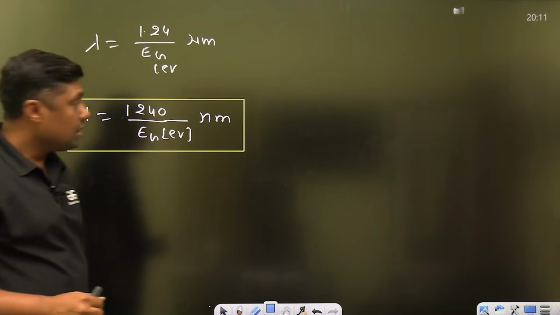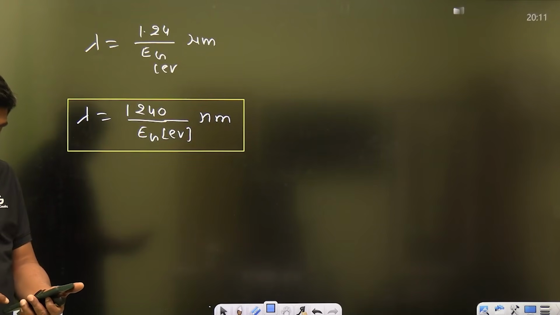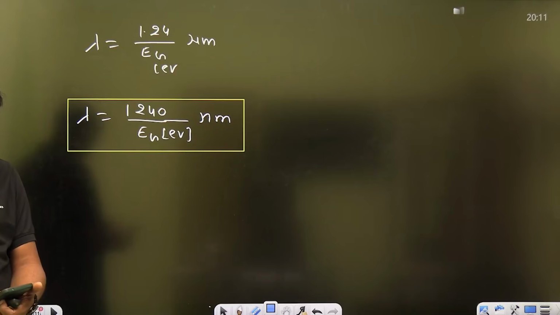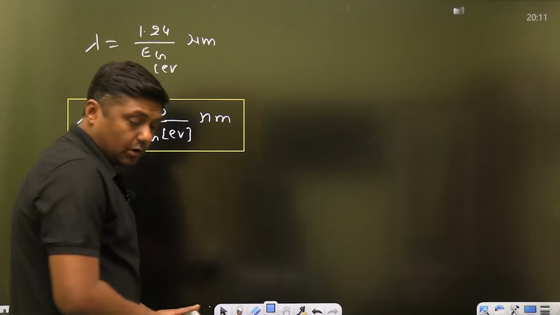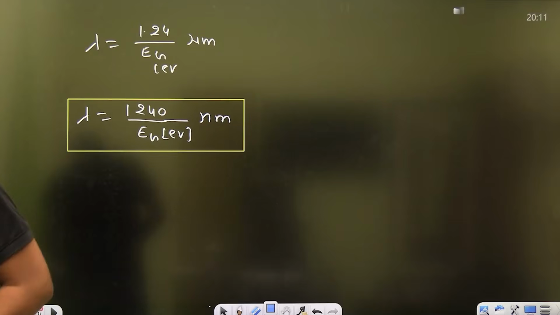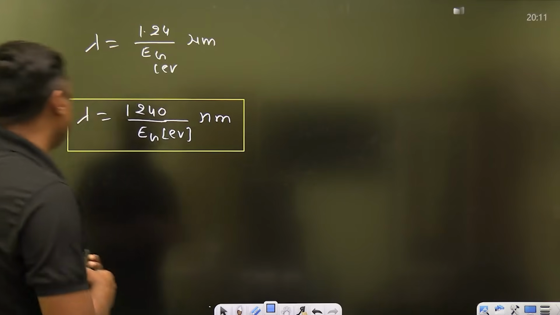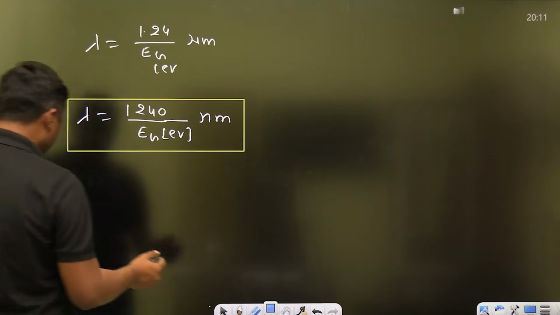Now, guys, you can calculate the value. Bring your calculator and give me the answer. What is the answer for this question? Yes, tell me. One minute, I have a calculator. I think you also have a calculator. Okay, when we calculate, Eg 1.3 electron volt is given, so 1240 upon 1.3, we get 953.8.